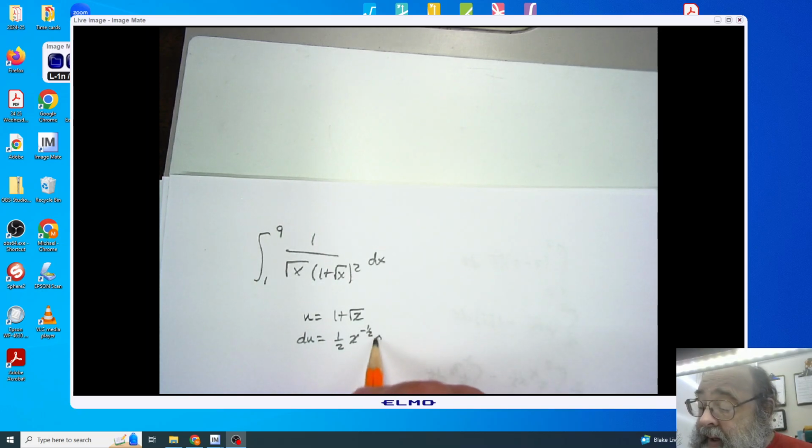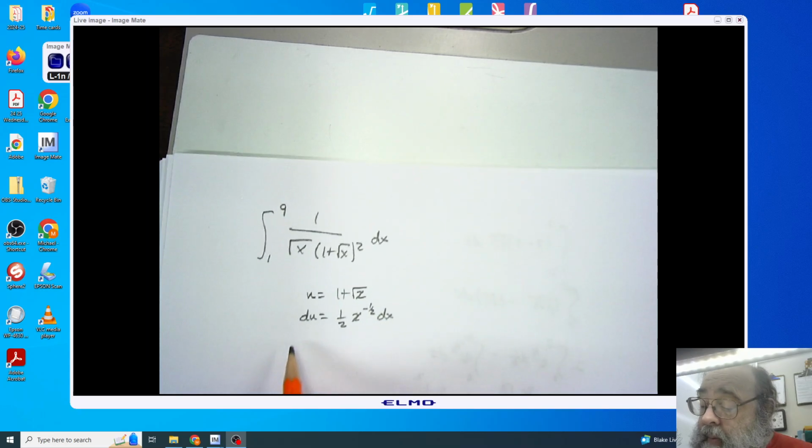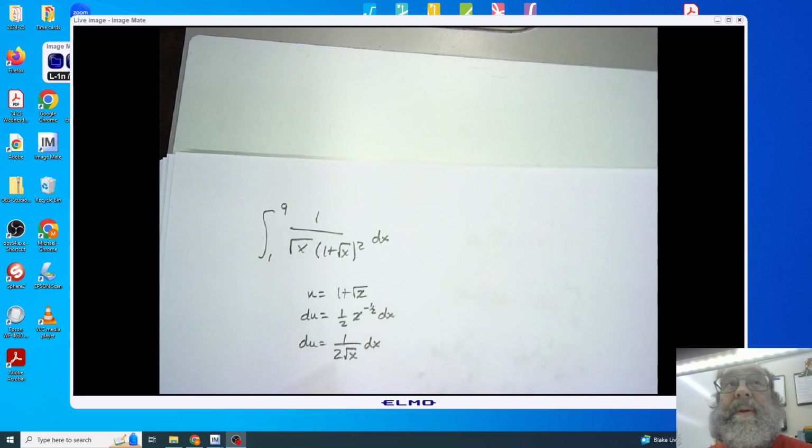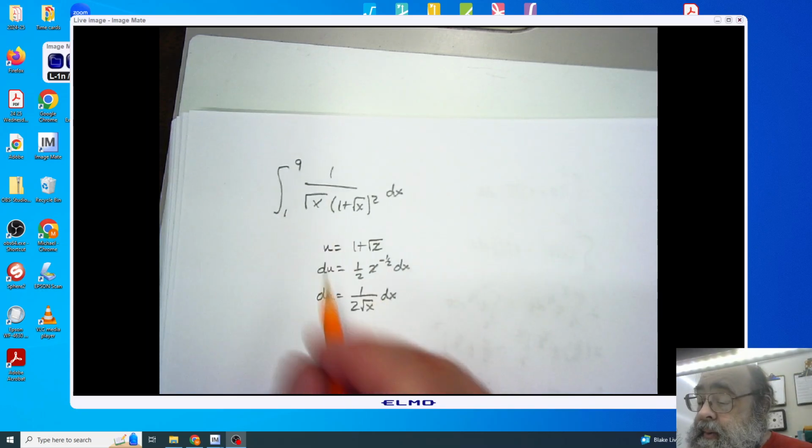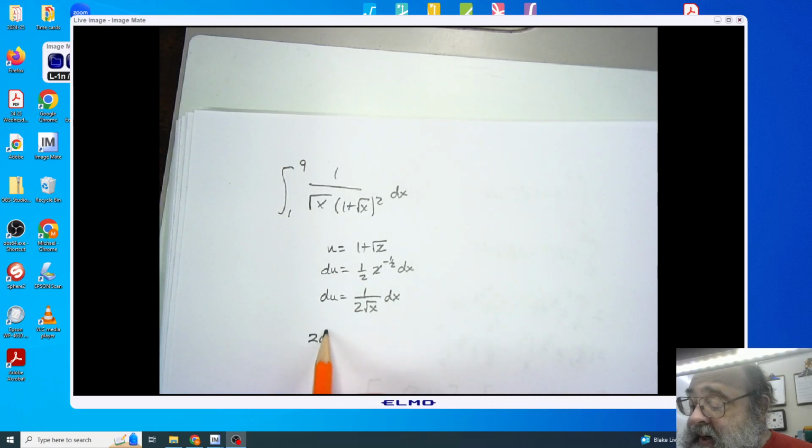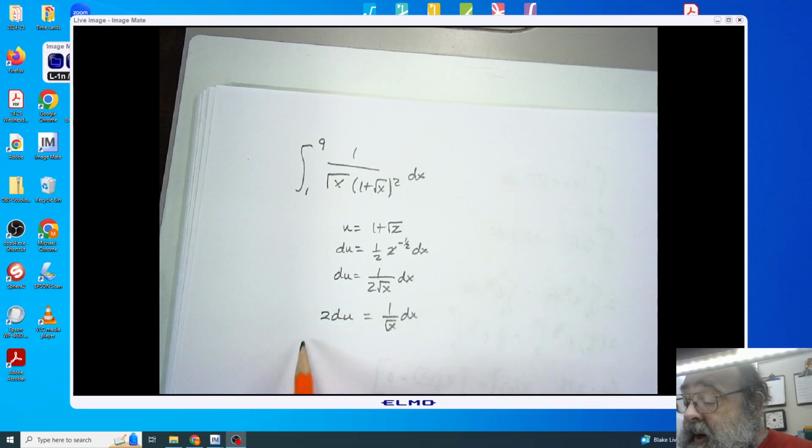And don't forget my dx. So if I work with this, that's going to mean that I have du equal to 1 over 2 square root x dx. And there is no 2, so I'm going to have to move it over to the other side to have 2 du is 1 over root x dx. I can now begin my substitution, and I'm looking at 1 over u squared du with a 2 in front.